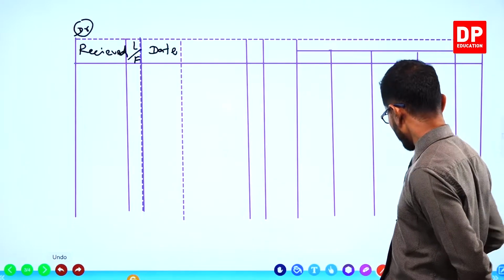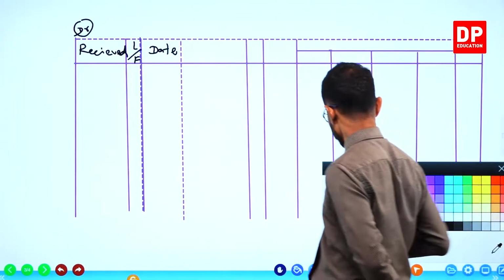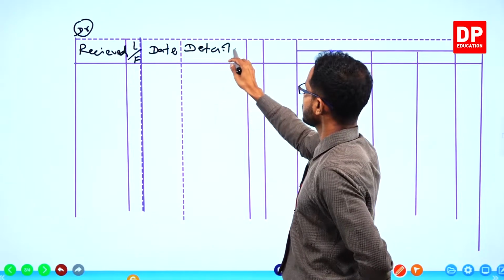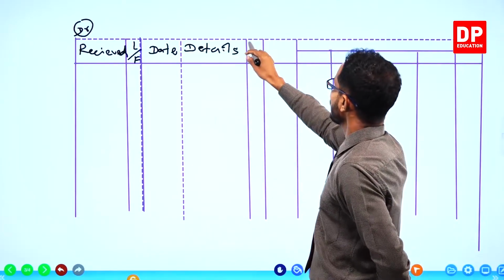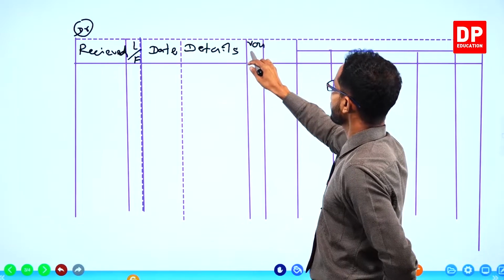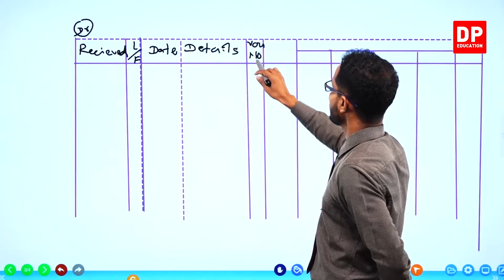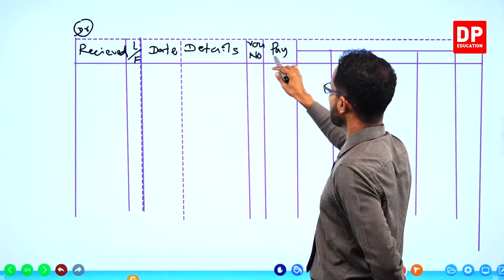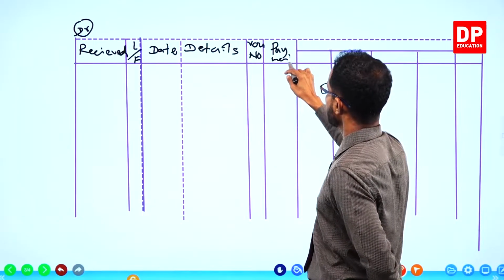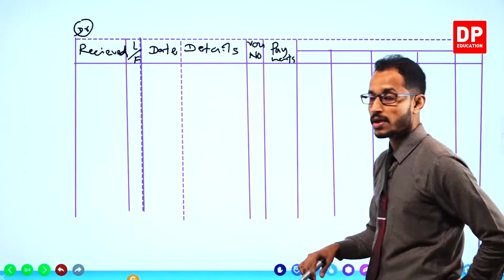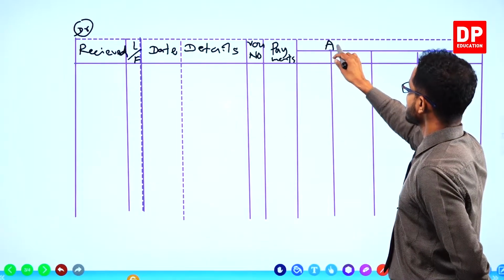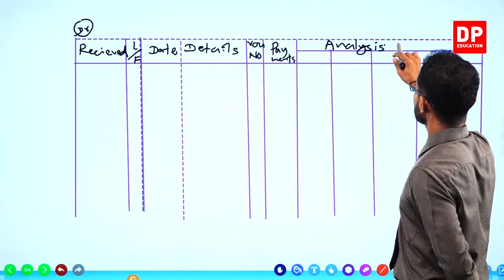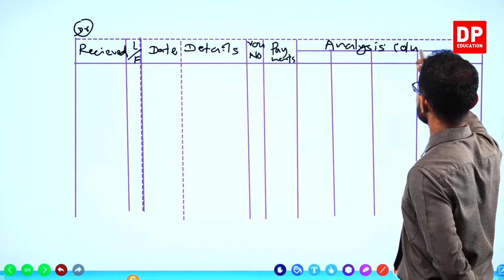Let's name the credit side. Details, or you can write description, it doesn't matter. Voucher number column, payments column, right? Name the analysis columns.